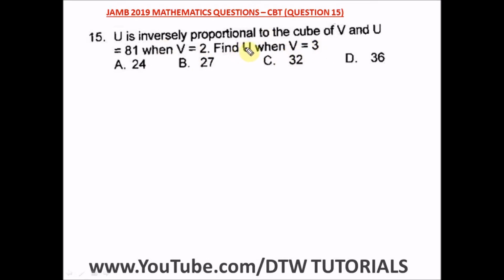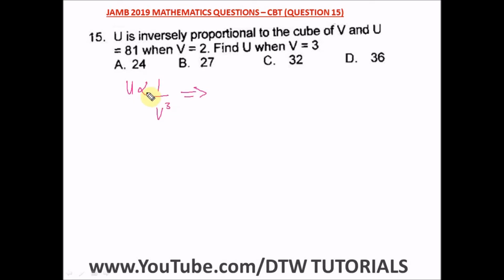Okay, so this is still variation, but now you can see this is inversely proportional. The earlier one was directly proportional, while this is inversely proportional. So let's interpret this. It says U is inversely proportional to the cube of V, which will be 1 over V cube. And U is equal to 81 when V is equal to 2. So let's introduce our constant K.